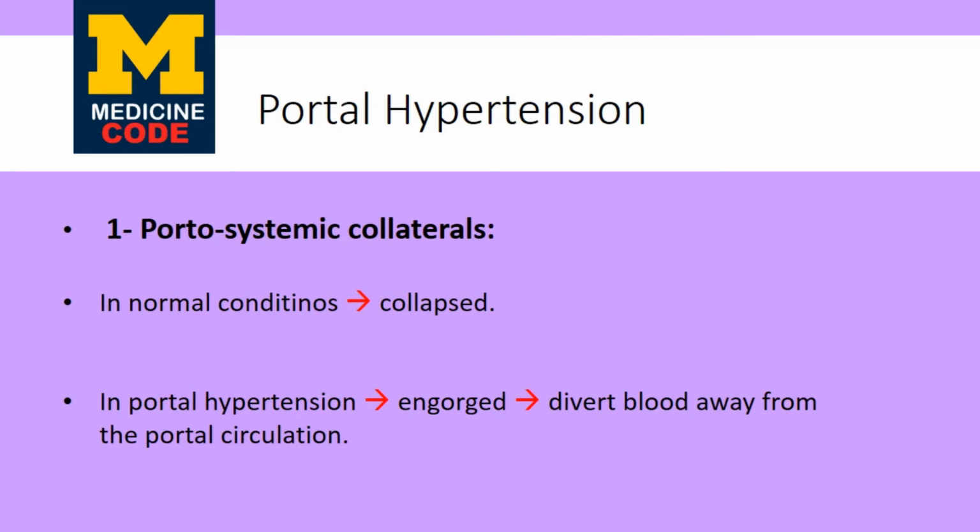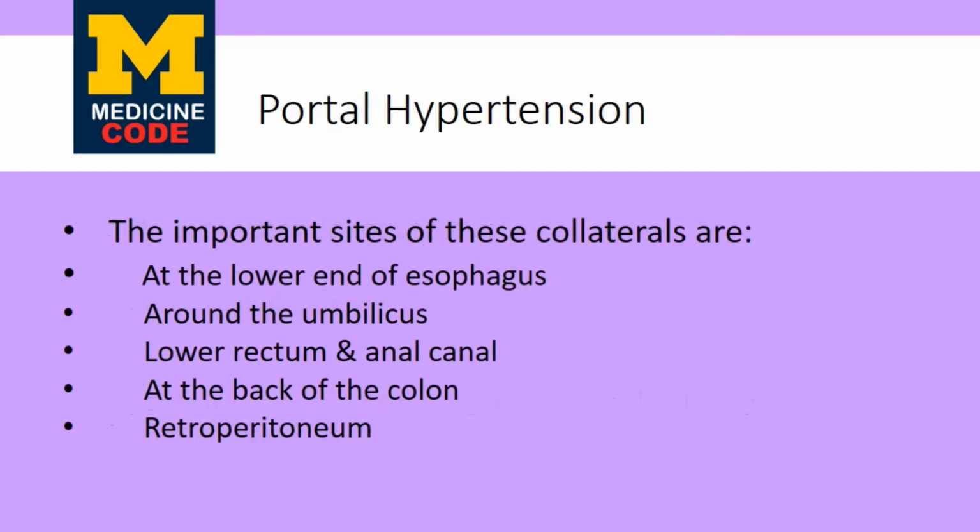These are vascular channels that link the portal venous and the systemic venous circulation. Under normal conditions, the portosystemic collaterals are collapsed. While in portal hypertension, there is engorgement of blood vessels which divert blood from the portal circulation. There are important sites of these collaterals: at the lower end of the esophagus, around the umbilicus, the lower rectum and anal canal, and at the back of the colon and retroperitoneum.